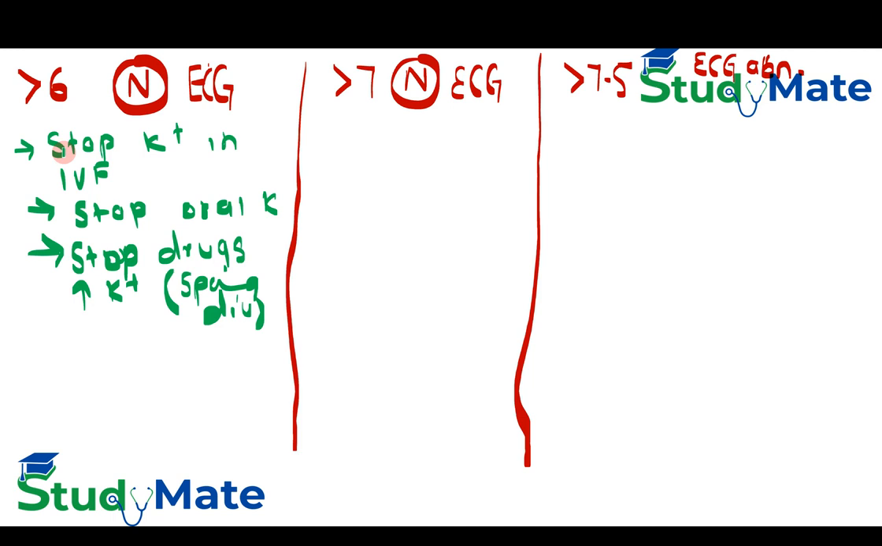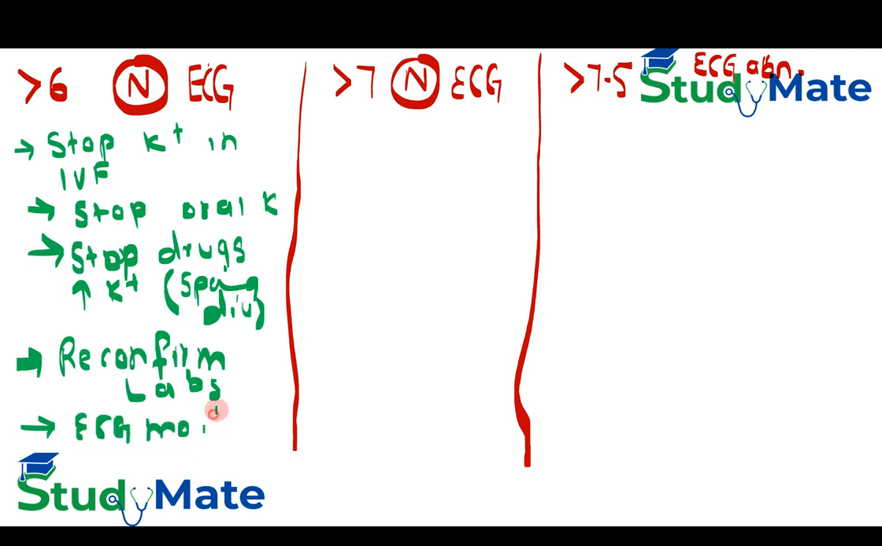So first you need to ensure that potassium is stopped from increasing in the blood. Then you need to reconfirm the results, reconfirm the labs, send the labs again. And the third thing is ECG monitoring, because if ECG shows signs of hyperkalemia, then your management will definitely shift to this part. Clear?